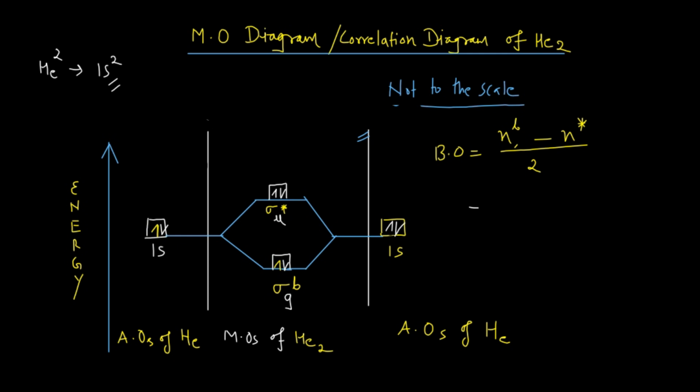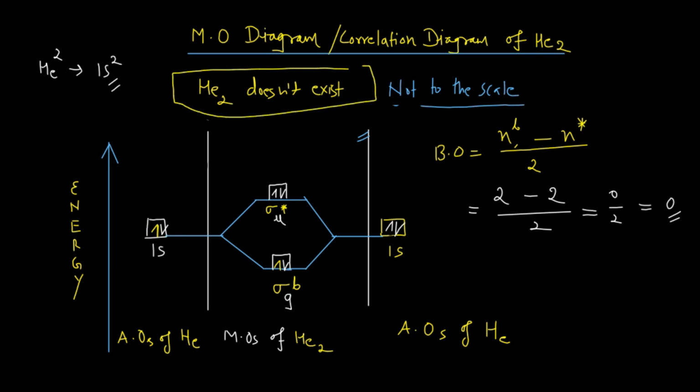If you want to calculate the bond order for the He2 molecule, in the bonding molecular orbital you have 2 electrons, in the anti-bonding you have 2 electrons, divided by 2. That is 0 divided by 2, which equals 0. That means there is no bond between the 2 helium atoms. That's why He2 diatomic does not exist. He2 does not exist because we don't have any bond order between them. I hope this is quite clear to you.